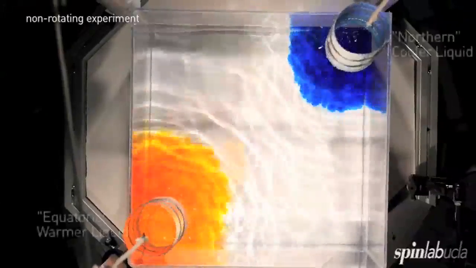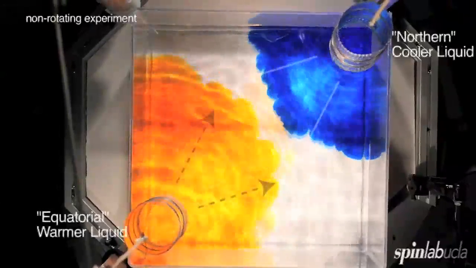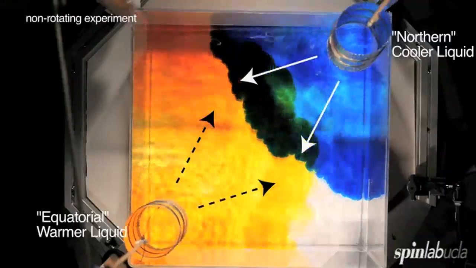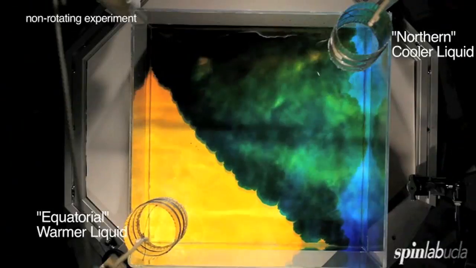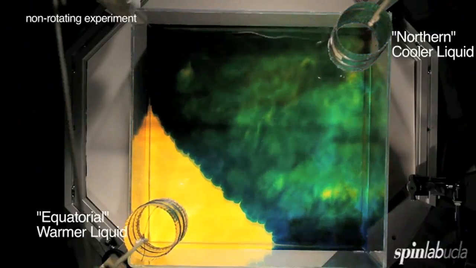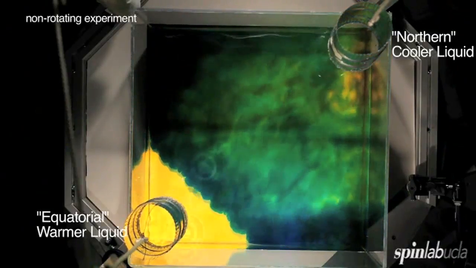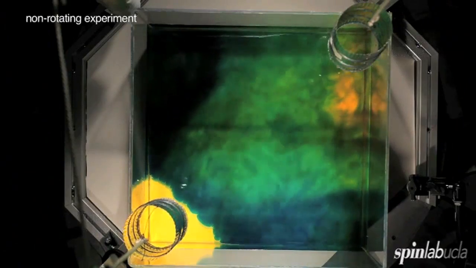You can see we released the dye. The blue and yellow each spread out from the corner they're initially in, and they coat each of their respective surfaces. You can see the blue dye reflects off the sidewalls.